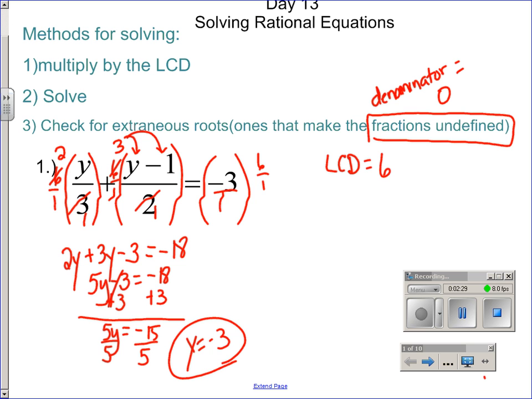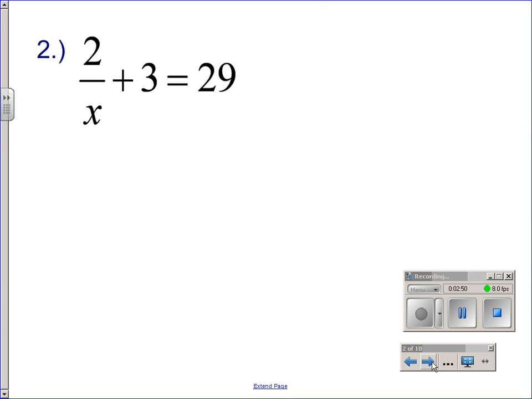Now we need to check. Our answer is negative 3. Is it going to make any of these fractions in the original problem undefined, making the denominator 0? No in this case, because there's no y's on the bottom. So we're all set, so that's our answer. Let's try another one. Number 2.